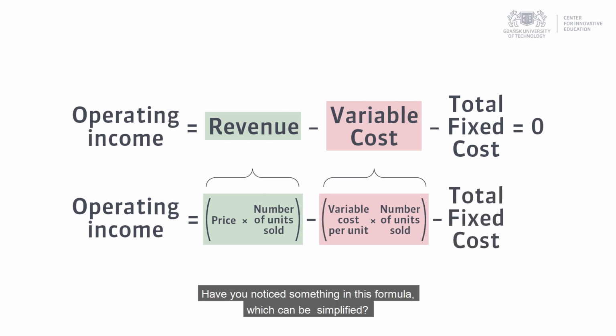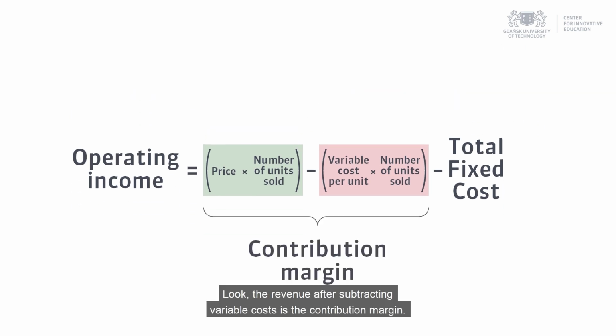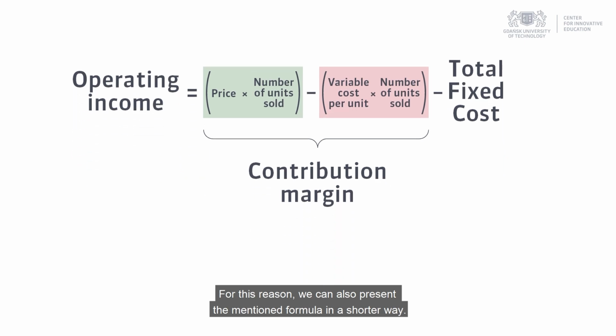Have you noticed something in this formula which can be simplified? Look, the revenue after subtracting variable costs is the contribution margin. For this reason, we can also present the mentioned formula in a shorter way.